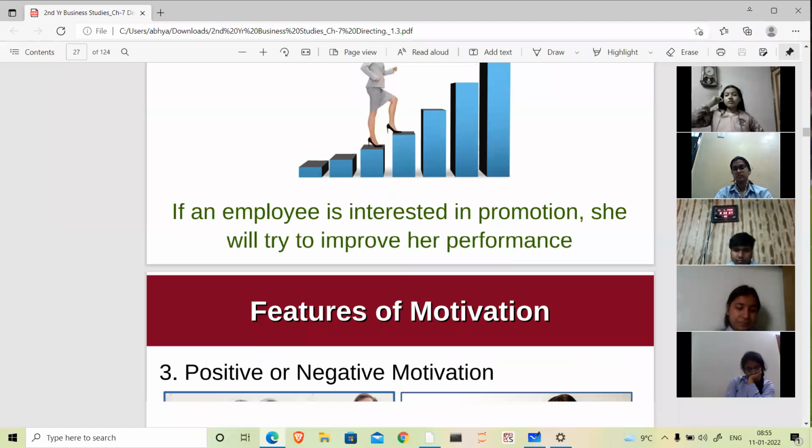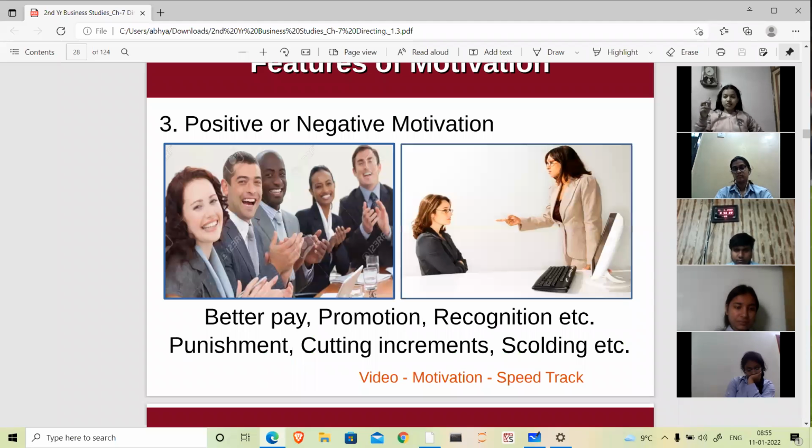Positive or negative motivation? Yes, this is a very important point. It is not necessary that every time the motivation is a positive motivation. It can be positive or negative.